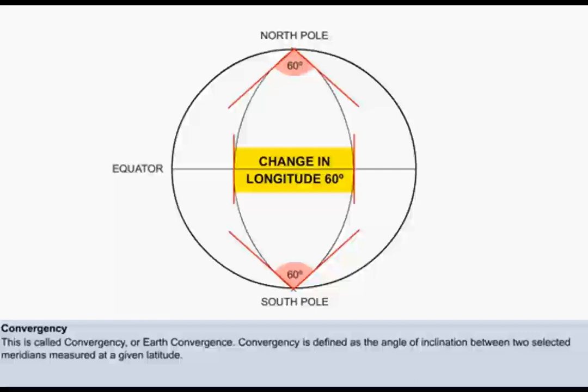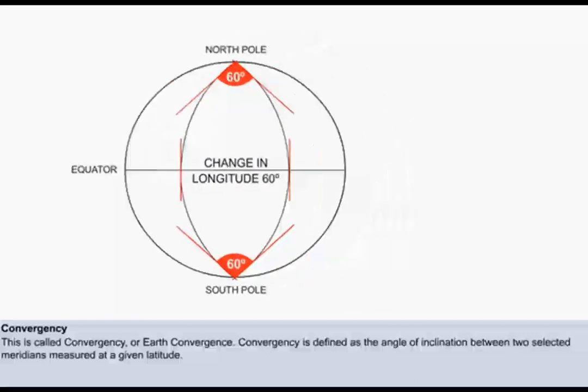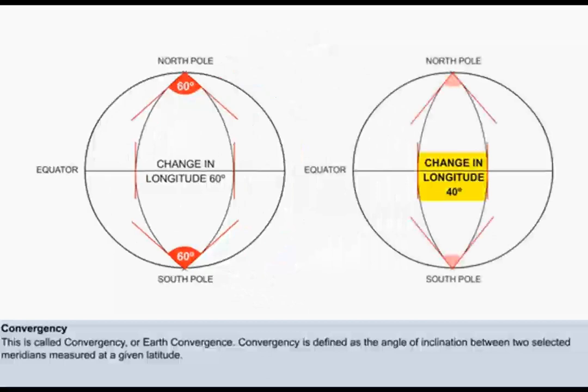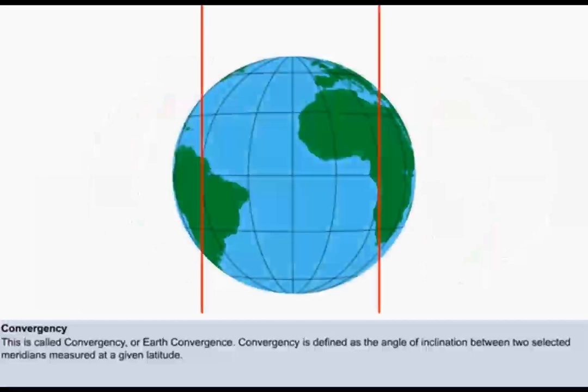For instance, this diagram shows a change of longitude of 60 degrees, and the convergence at the poles is therefore 60 degrees. But if the change of longitude between the 2 meridians had been 40 degrees, the polar convergence would have been 40 degrees. Change of longitude is therefore a necessary part of the definition. However, latitude is as well.